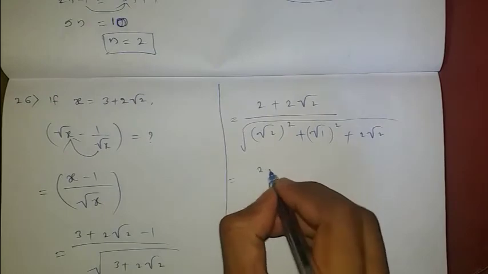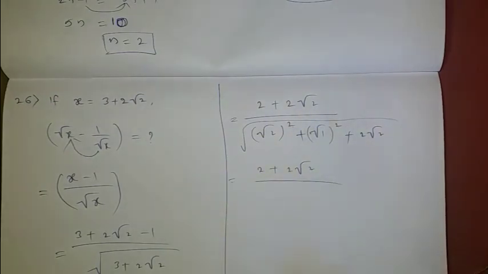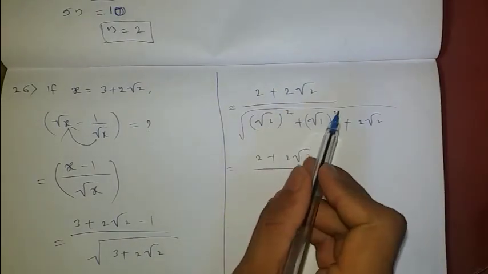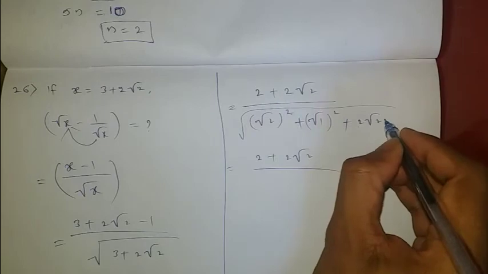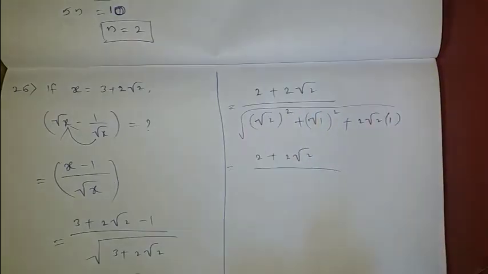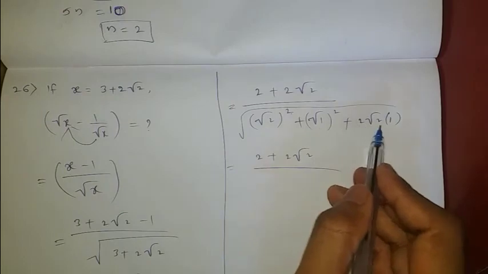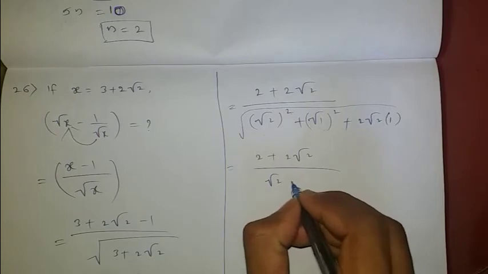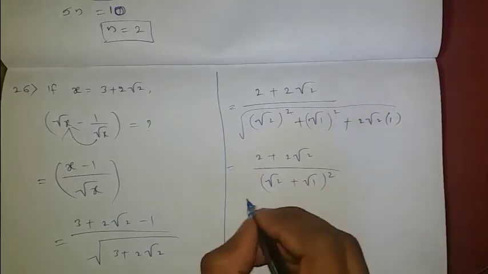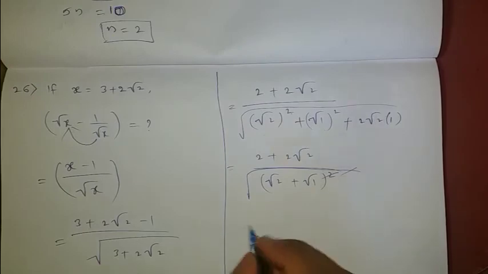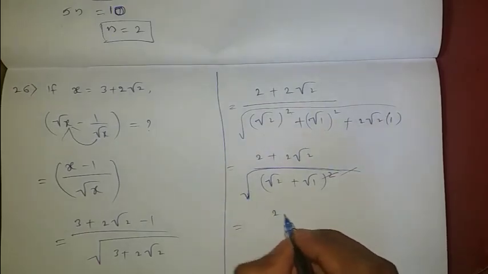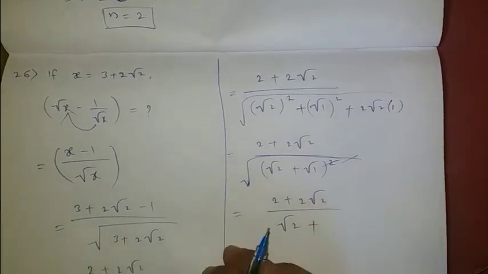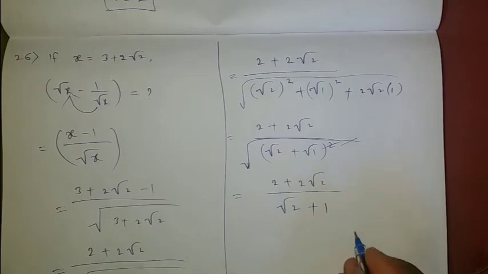So numerator as it is, that is 2 plus 2 root 2, divided by. If you observe the denominator clearly, a square plus b square plus 2ab. Here 2 root 2 I am writing as 2 root 2 into 1. So a square plus b square plus 2ab is nothing but (a plus b) whole square, that is (root 2 plus root 1) whole square under root. Square and square root will get cancelled. Numerator as it is, 2 plus 2 root 2, divided by denominator root 2 plus root 1. Root 1 is nothing but 1.